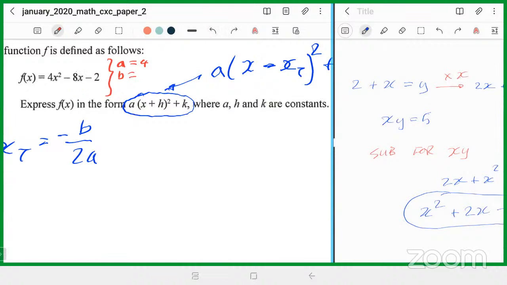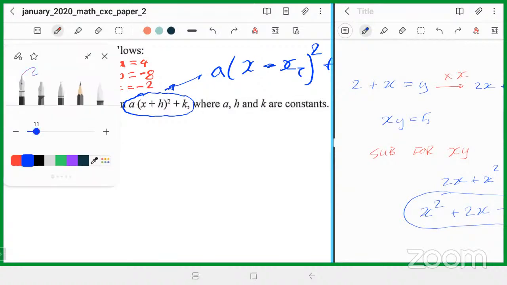A common mistake for persons is to only see the 8. It's actually a negative 8. You have to see that negative sign. And the constant term is negative 2. Again, a lot of persons will just put 2, but it is actually a negative 2. That is the c value, negative 2. Those are the values we're putting inside here.